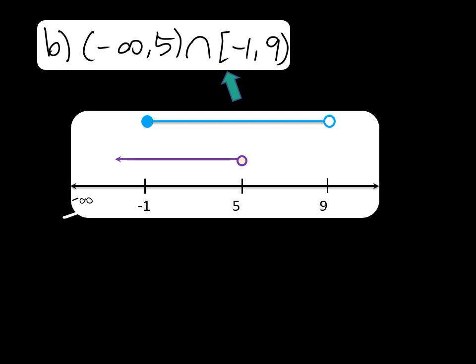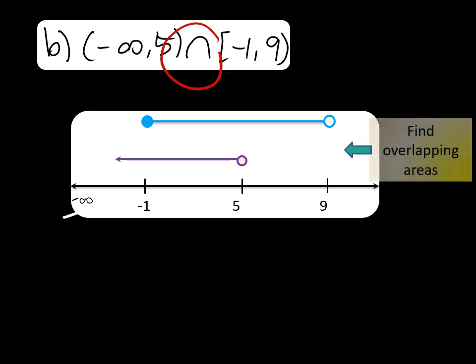Now the question asks you to find the intersection. How to find the intersection? It means that we want to find the overlapping area. So find the overlapping area. It should be in between negative 1 to 5. So the answer is negative 1 to 5.